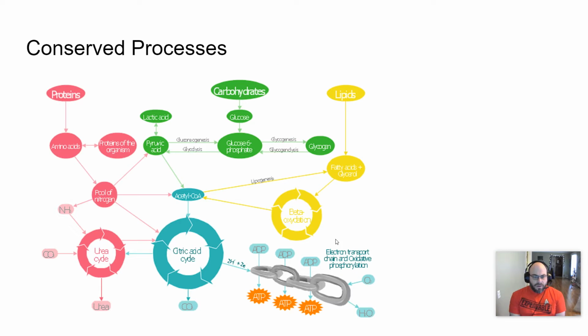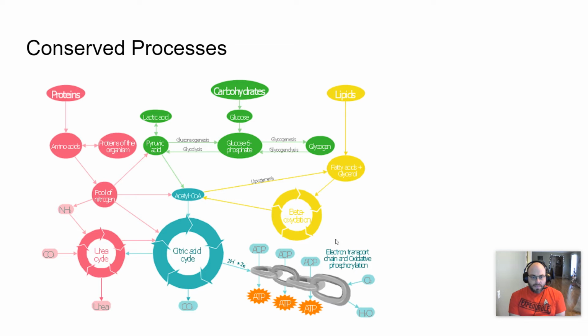This is a conserved process. And so what do we mean by that? That means that this process has been passed down from one generation to the next, but not just from parents to offspring, but parents to offspring for thousands and thousands of generations.